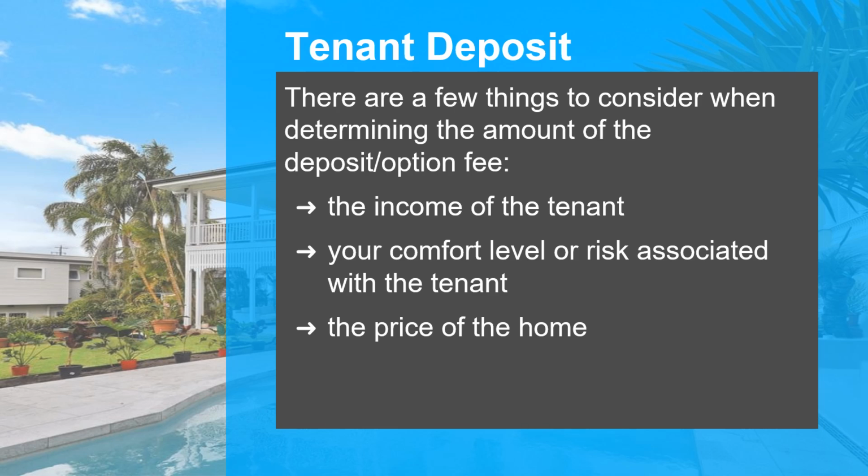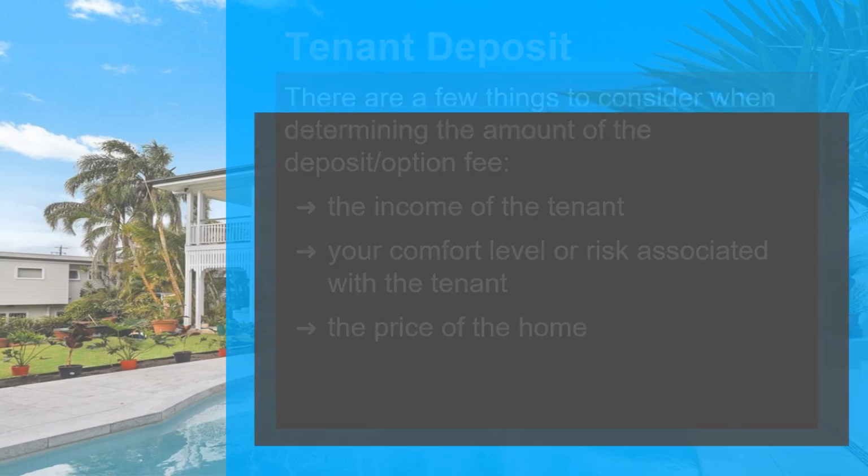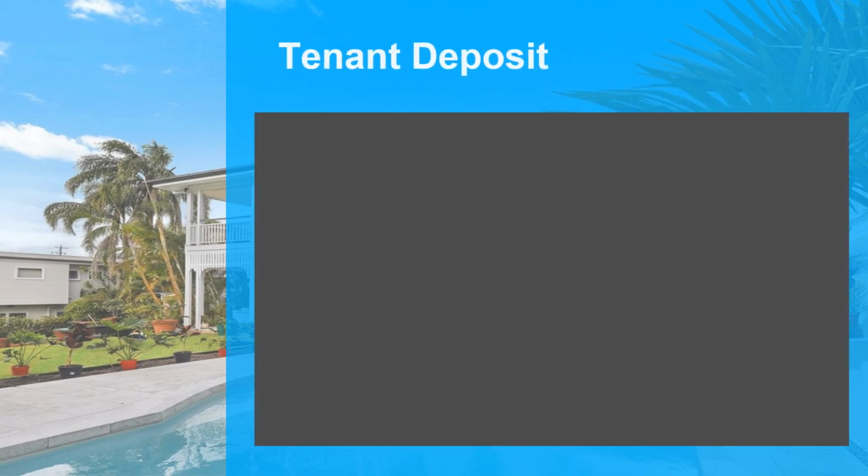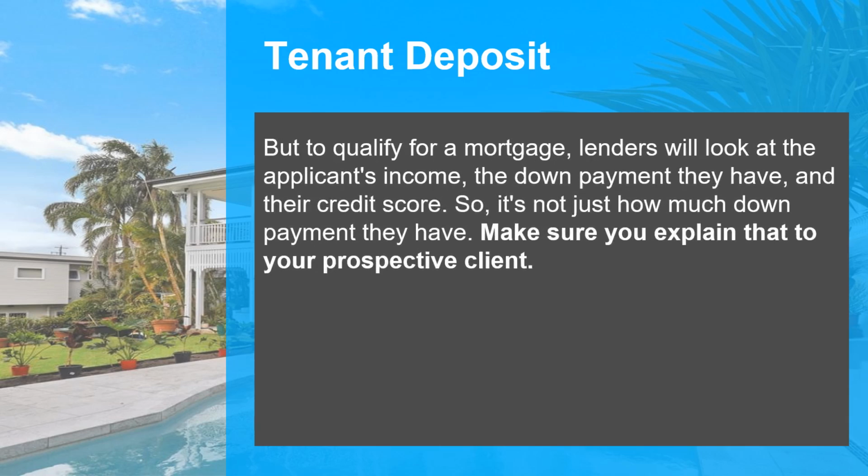Some investors use a rule of thumb, and I normally do that too, that the deposit amount should be a minimum of 5%. Now, to qualify for a mortgage, the lender looks at the applicant's income, the down payment that they have, their credit score, and how long they've been employed. There are a lot of points, including whether they have any collections and how their performance has been overall. So it's not just the down payment that they have. Make sure you explain that to your prospective client and the tenant buyer. One important point is to make sure that it's better to have it empty than to have a bad tenant.